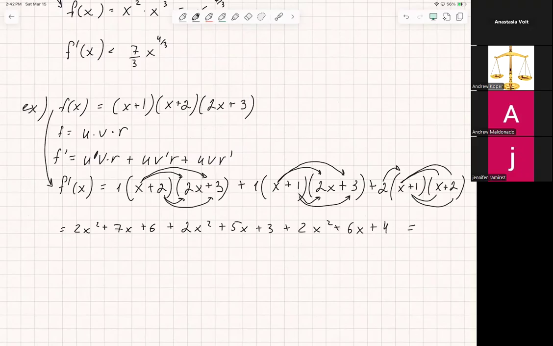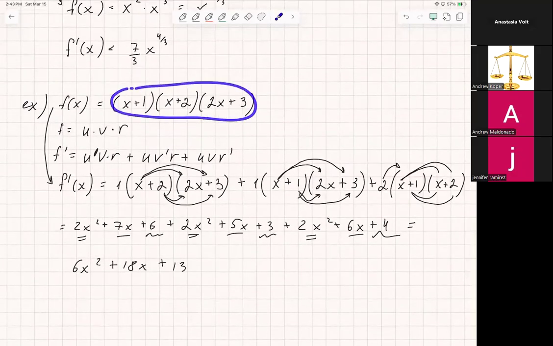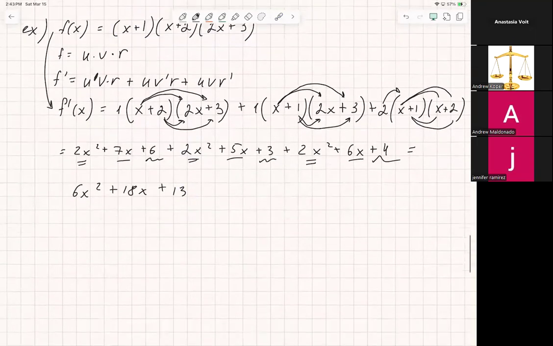And now we just combine like terms, so these two give us 6x squared. Now the 5, 7, and 6, we get 18x, and then 6, 3, and 4, that's going to be 13. Okay, so this is your derivative. And again, you can just FOIL all of these three factors and take the derivative. I'm pretty sure you'll get the same answer as this one.